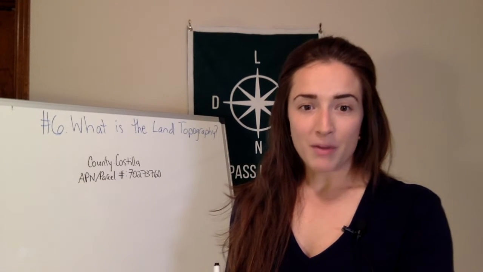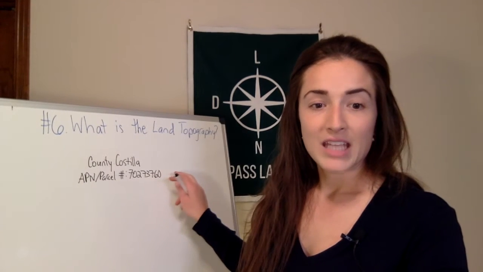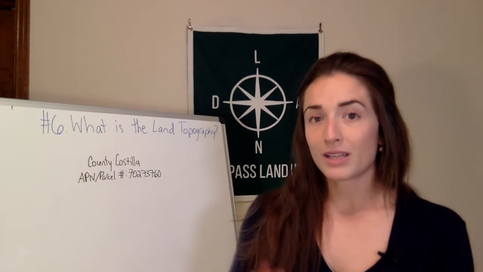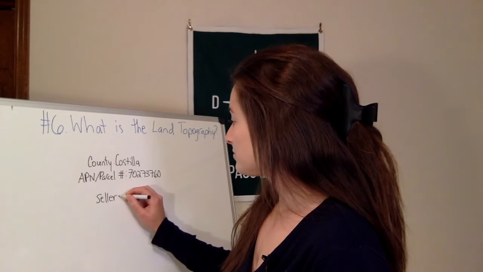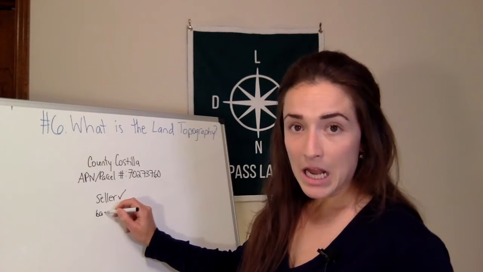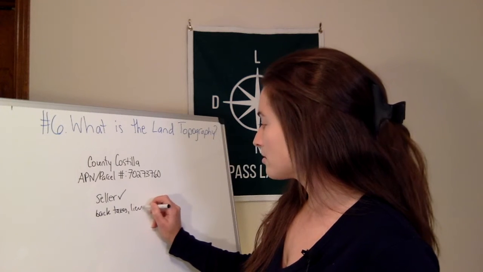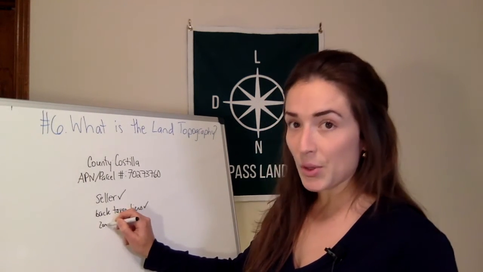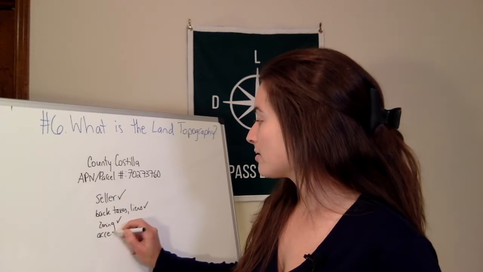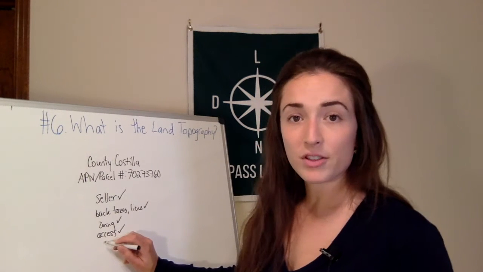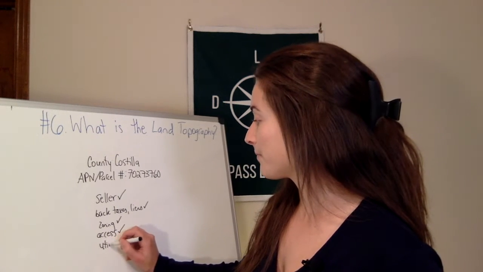So our example property is a lot in Costilla County, Colorado, and that's our parcel number. And at this point in your land buying journey, you know exactly who the current owner or the seller is. You know if there are any back taxes or tax liens owed on the property. You know exactly what the zoning is. You know how to access the property. And you know if there are any utilities, or if there aren't, how much it'll cost to bring utilities to the property.